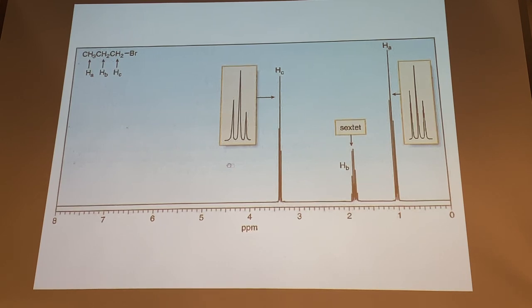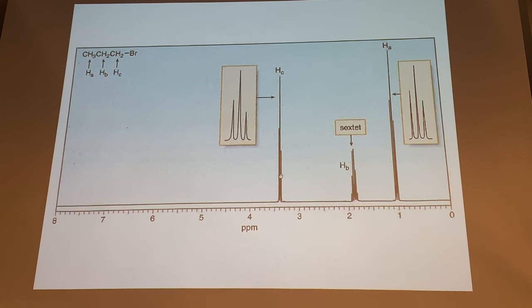Do you see the 2 triplets here? Yeah, okay. This one at 1 and this one at 3.4. Okay, 2 triplets. This one integrates for 2. This one integrates for 3. The integral's not on there, but we'd give you those numbers sometimes to help you out. Do you see why one is shifted at 3.4 and one's down at 1? That's something to review real quick.